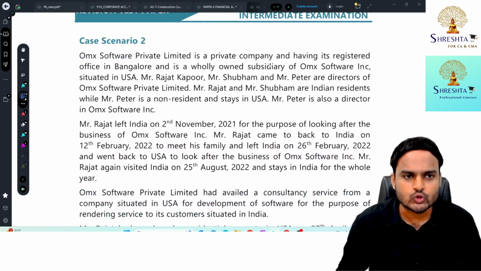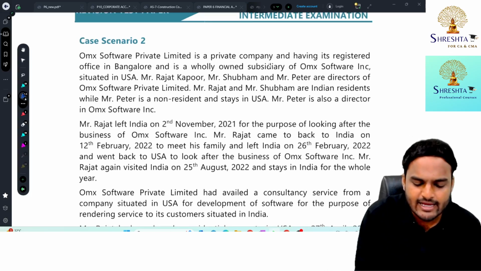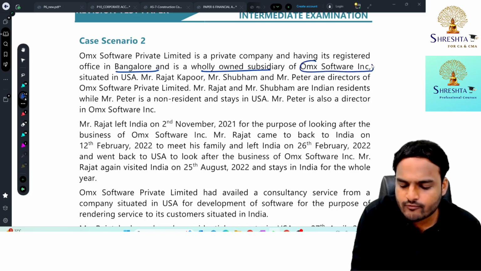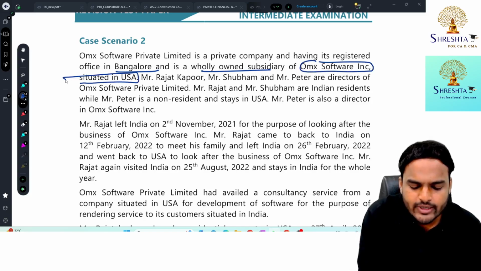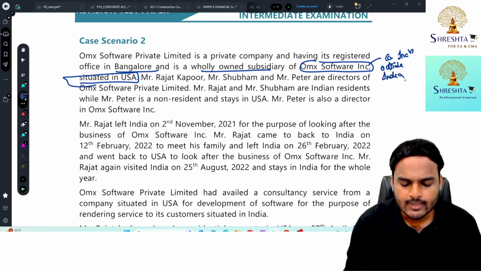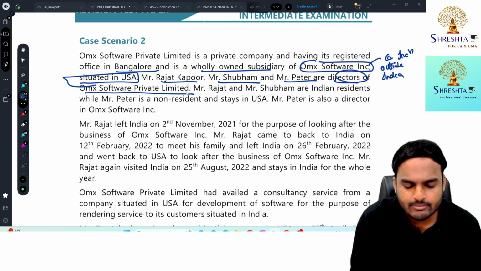Next, case scenario 2. OMX Software Private Limited is a private company having its registered office in Bangalore and is a wholly owned subsidiary of OMX Software Incorporation situated in USA. So this is a company incorporated outside India. Mr. Rajat Kapoor, Mr. Shubham, Mr. Peter are the directors of OMX Software Private Limited.